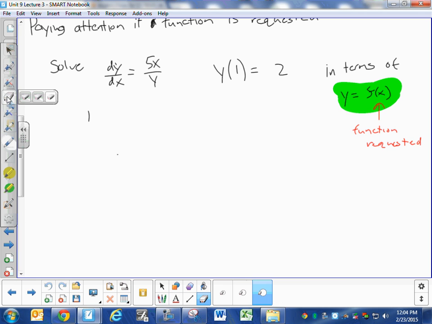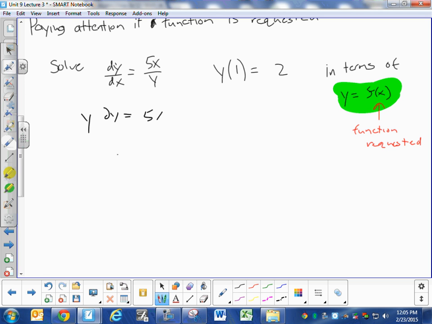All right. We know we can separate our variables, multiply both sides by y, multiply both sides by dx. I get y dy is equal to 5x dx. I know the next step is to take the antiderivative of both sides. And once I do that, I have my general solution.